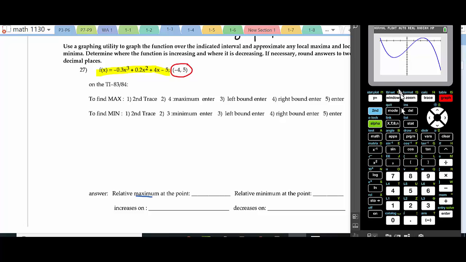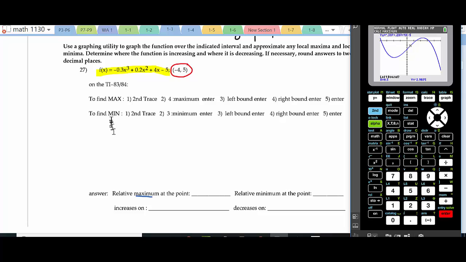When you have the graph, you go to the calc command. You want to go second and then trace and get calc to come out. Then you go down to the one that says maximum, and you're going to find what that max is. And you can get it precisely.